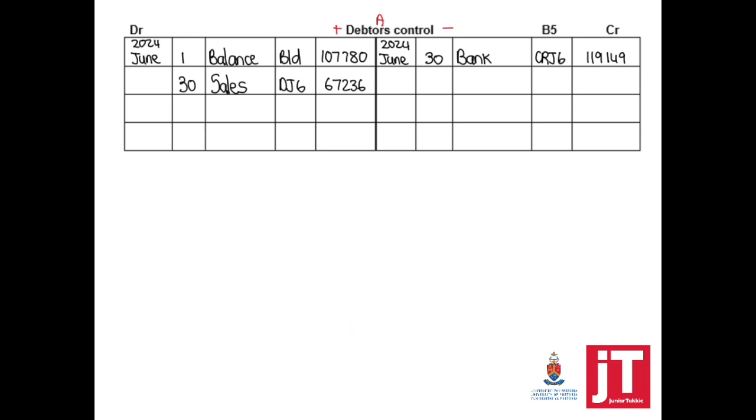When we are done, we can calculate our new balance. Take the debit side minus the credit side and then subtract the 119,149. This will now be my new balance, which is the balance brought down on the 1st of July 2024.